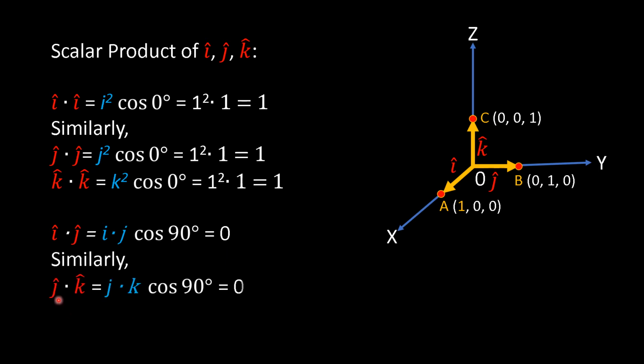Similarly, j cap dot k cap. Now the angle between j cap and k cap will be 90 degrees. So its dot product will be |j||k| cos 90 degrees. Cos 90 is 0, so this product will be 0. So we get j cap dot k cap equals 0. And finally, k cap dot i cap will be |k||i| cos 90, which will also be 0.